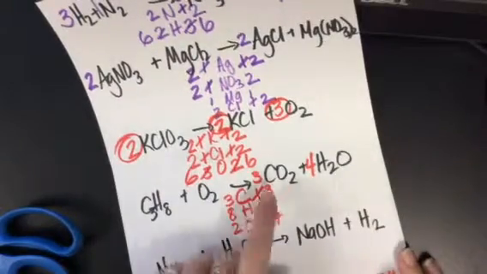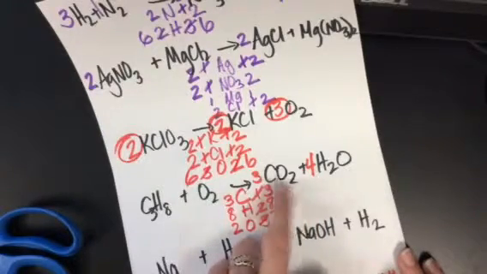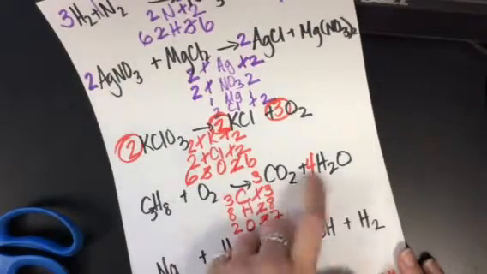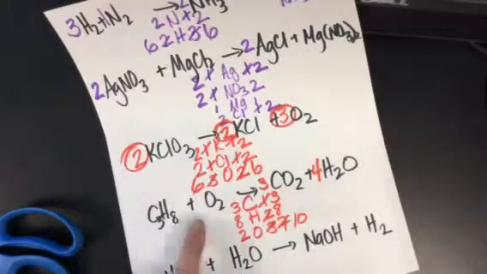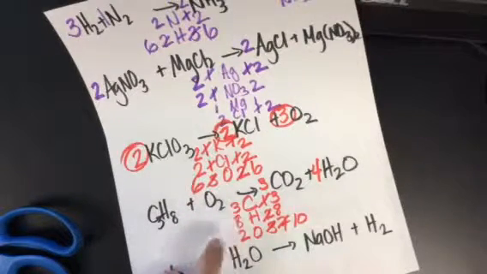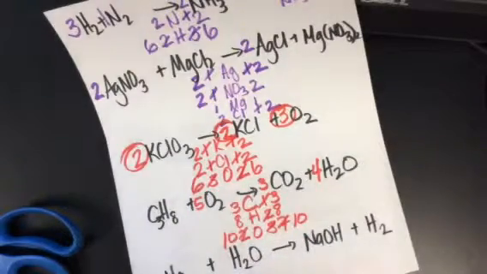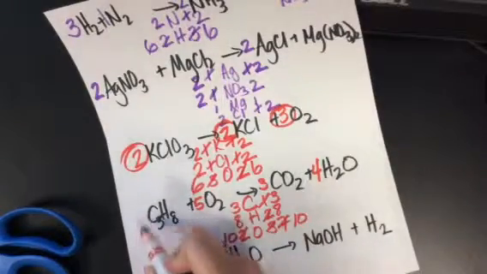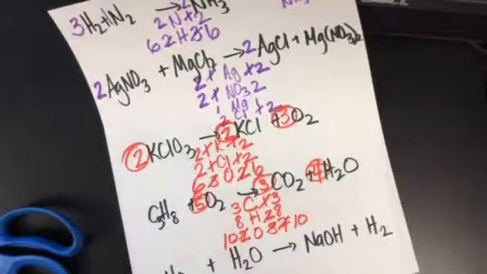But now my oxygen, I have 4 here, but then we can't forget about these 6 over here. So 6 plus 4 is going to give me now 10 oxygen. Now I need 10 oxygen over here. With my 10 oxygen over here, what times 2 will give me 10 is 5. That changes my oxygens to 10. Now everything's balanced. So my coefficients are a 1, which is not there, a 5, a 3, and a 4.